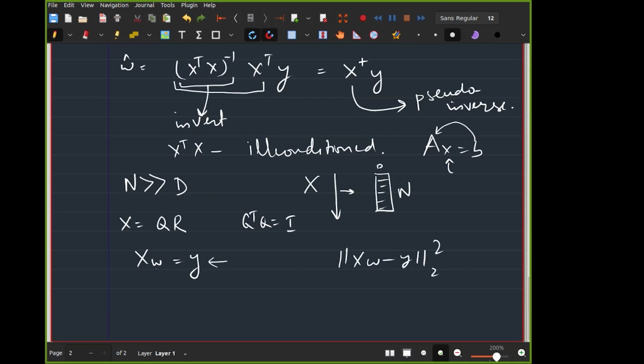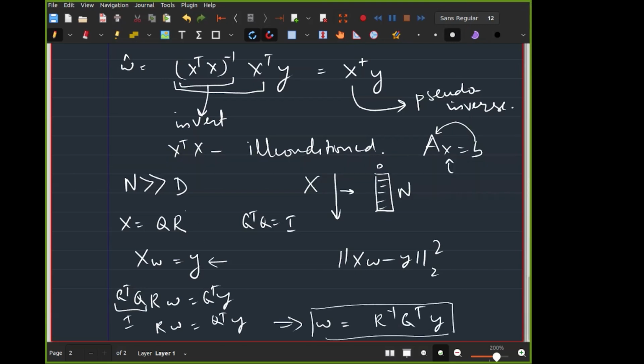So anyways, the point is we can substitute this thing. So we get Q times R times W is equal to Y. And then you can multiply Q transpose on both sides. And Q transpose Q is equal to I, so it goes away. So I finally have R times W is equal to Q transpose Y. And then I will take R inverse, which eventually will give me W is equal to R inverse Q transpose Y. Okay. Now, the thing about QR decomposition is that Q is orthonormal, which has this property. R is my upper triangular matrix. Actually, inverting an upper triangular matrix is computationally very efficient.